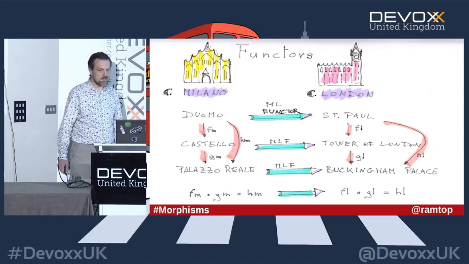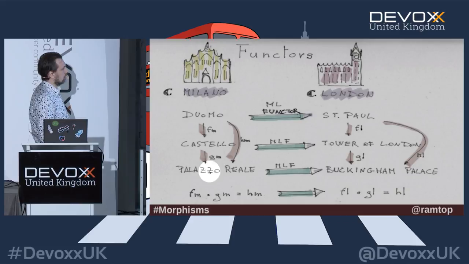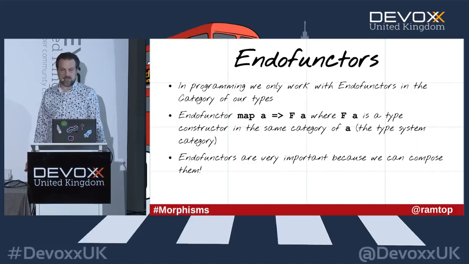And once we define the mapping, we can imagine that, for example, going from Duomo to Castello and then from Castello to Palazzo Reale is a kind of guided tour, and we can transform that in the same way for London. You start thinking in this way also when you go to your domain. And yeah, this is what I wanted to say.